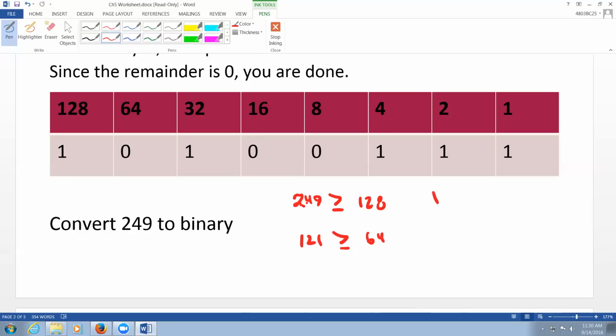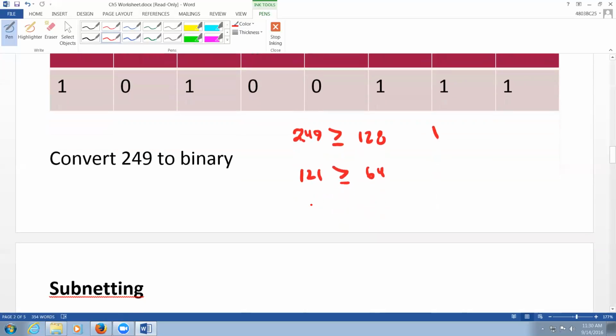Okay, so let's go through this as a class really quick. So we have 249. Was that greater than or equal to 128? True or false? True. Okay, so we put down a 1, then we subtracted 128 from 249. Then we came down with 121. Is 121 greater than or equal to 64? Okay, so now we put a second 1 in there, and we subtract that from there, and we get what? 57?